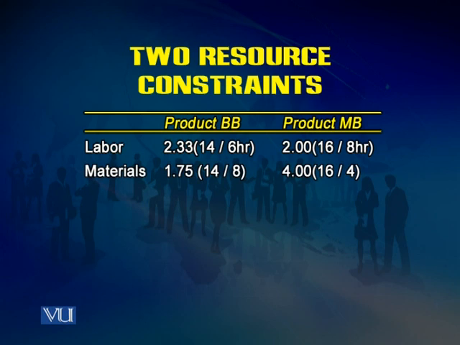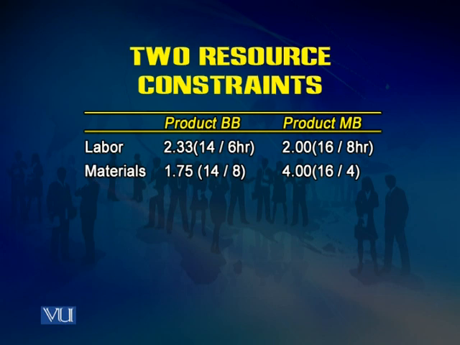Looking at the contribution per unit for materials, the contribution per unit of BB is 14, and we are told that it requires 8 units of material. So per unit of material, the contribution is 1.75. And for MB, the contribution per unit is 16, and it requires 4 units of material. So with 4 units of material required by MB, the contribution is 4 per unit of material in the case of MB.